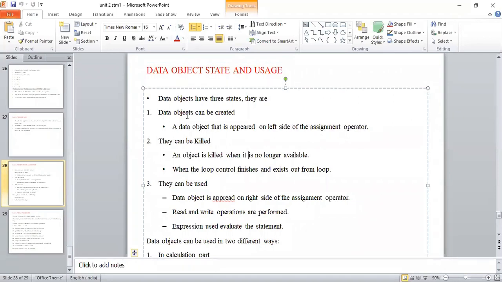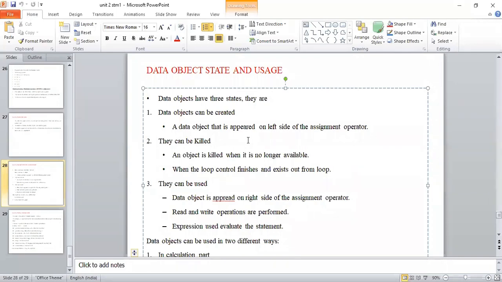What does it mean for a data object to be created? Created is nothing but creating a data object. When you have an instruction like a equal to b plus c, the A on the left side of the assignment operator represents that the data object is created. Here A, B, and C are all data objects, but A is the one we can decide is created. A data object that appears on the left side of the assignment operator is in the created state.